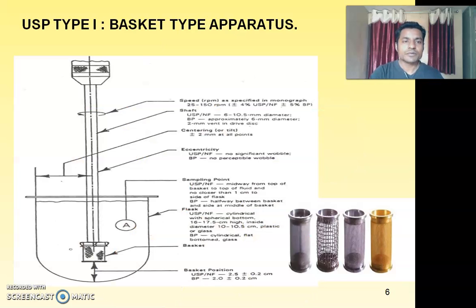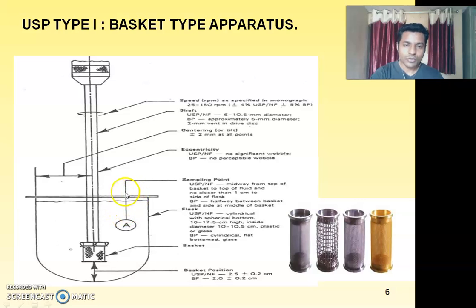Now we move on to the dissolution type 1 apparatus, that is the basket type apparatus. In this video you can see this is the basket type apparatus, and this is the basket, right? This is the shaft which is attached to the motor for rotation, right? Then at the end of that shaft the basket is attached, and it contains the dosage form, and it is surrounded by the dissolution media, right?